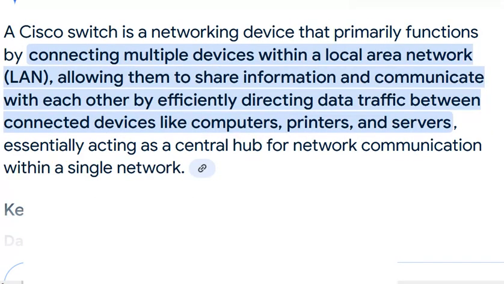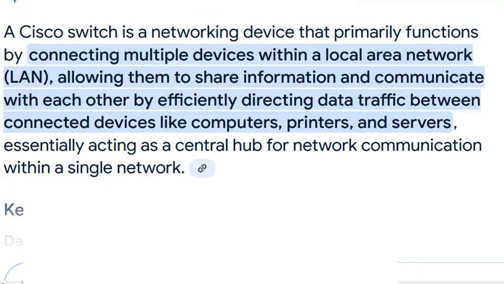Now for the switch. A Cisco switch is a networking device that primarily functions by connecting multiple devices within a local area network (LAN), allowing them to share information and communicate with each other by efficiently directing data traffic between connected devices like computers, printers, and servers, essentially acting as a central hub for network communication within a single network. So there you can see the difference between a switch and a router.